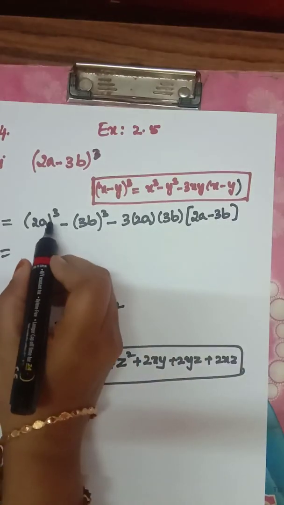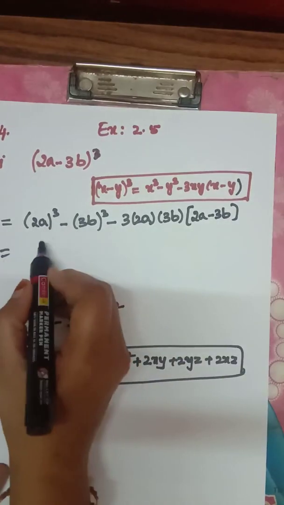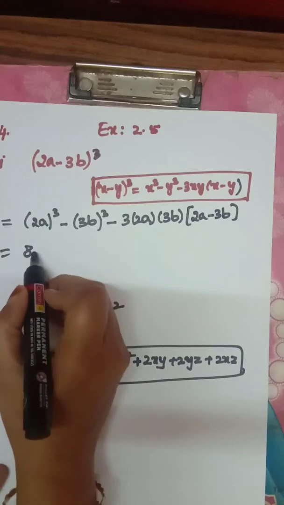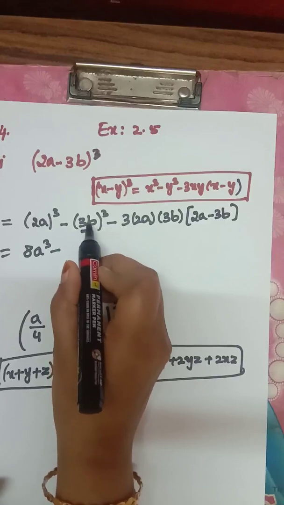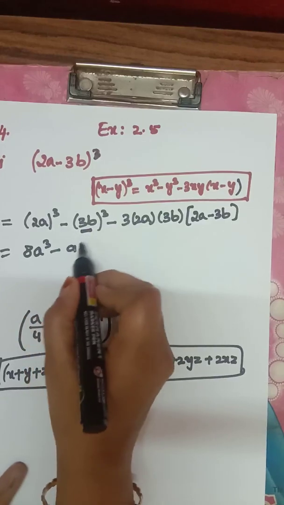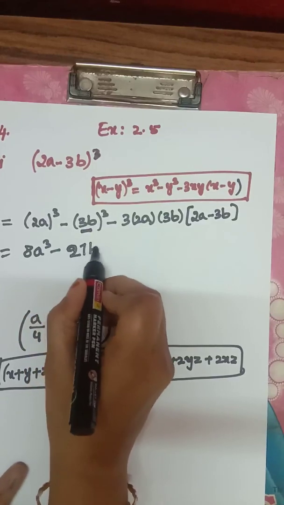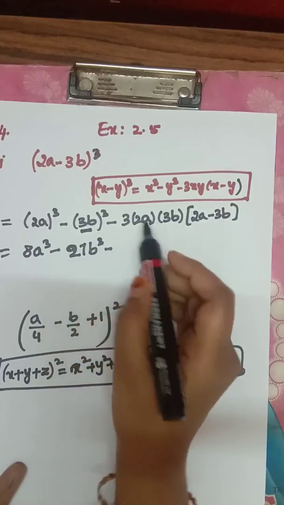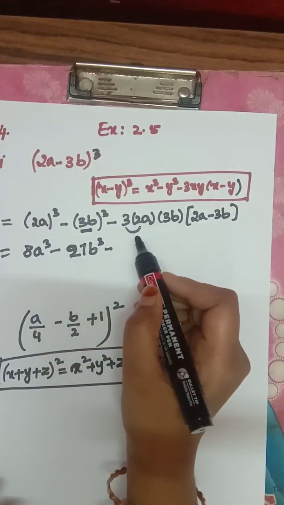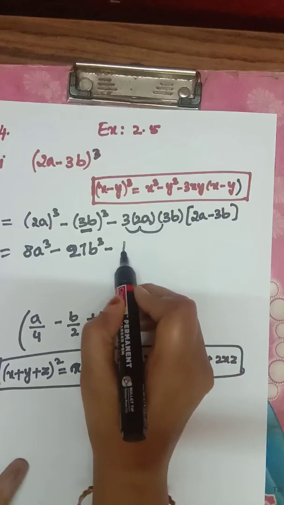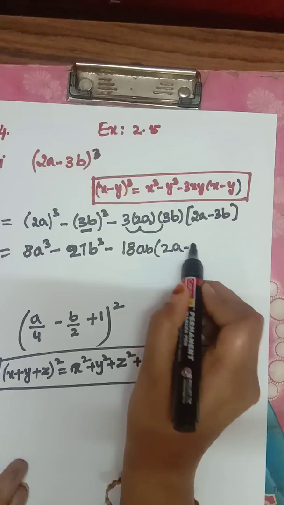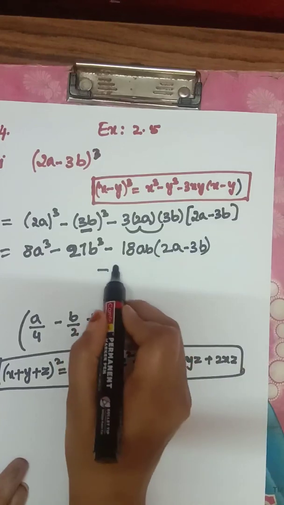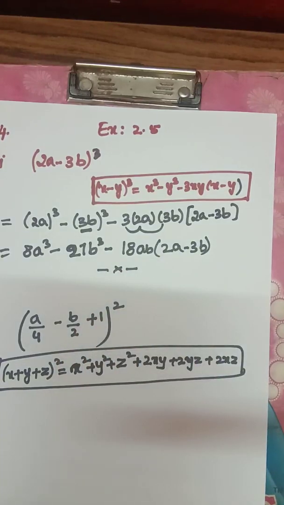That is 2a to the power of 3 is 2 into 2 into 2, that is 8, a into a into a is a cube. (3b) whole cube, that is 3 into 3 into 3: 3 3s are 9, 9 3s are 27, b cube. Minus 3 2s are 6, 6 3s are 18, ab into (2a - 3b). Moving to the third bit, it is similar to the first one which we did previously.